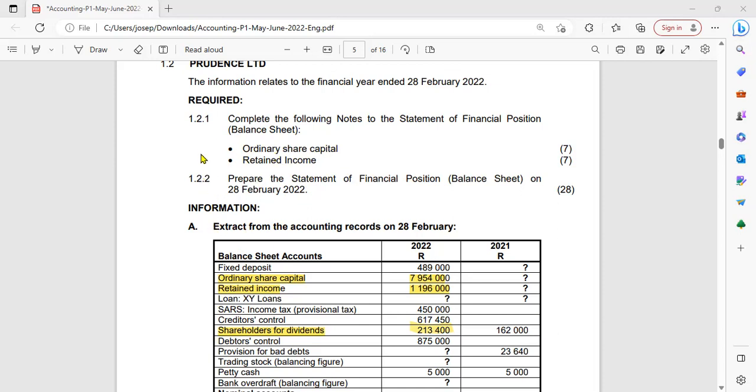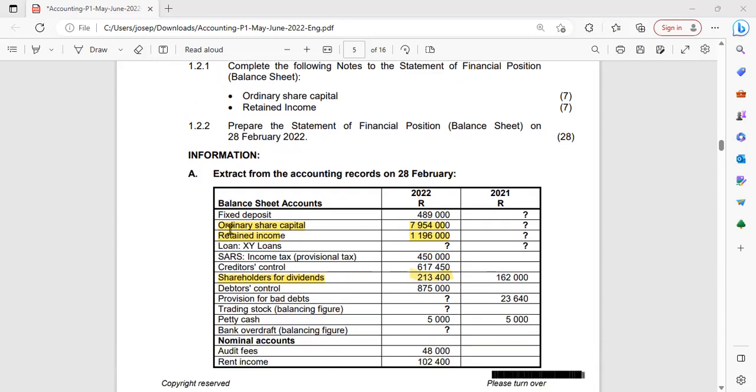The question paper that I am holding says information 8, extract from the accounting records on 28 February. So our financial year starts on the 1st of March 2021 and ends on the 28th of February 2022, right? I highlighted these three pieces of information as they are going to be helpful for us to prepare ordinary share capital and retained income.